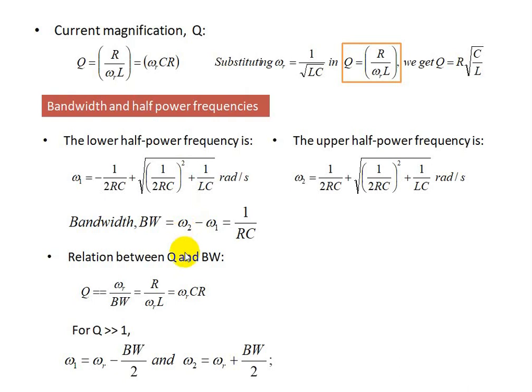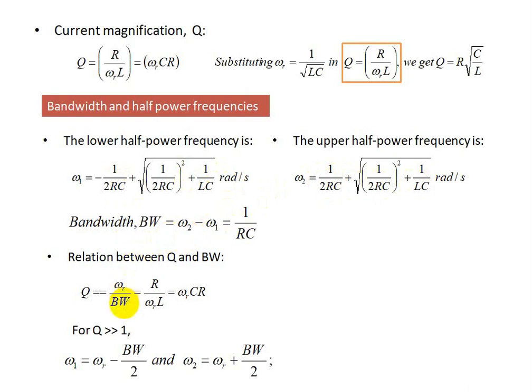So for Q very much greater than 1, this term 1 by 2RC will be very much less compared to 1 by LC. So therefore this term can be removed from omega 1 and omega 2. So in that case, omega 1 can be written as minus bandwidth divided by 2 plus omega R. Similarly, omega 2 can be written as bandwidth divided by 2 plus omega R. So here the bandwidth, omega 2 minus omega 1, is nothing but 1 by RC.